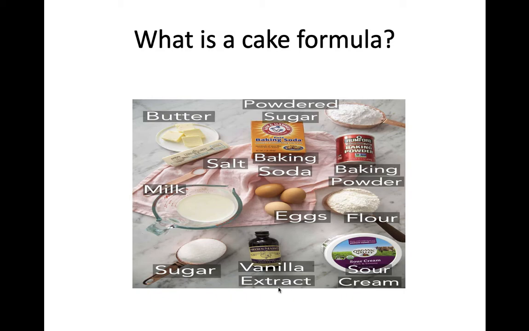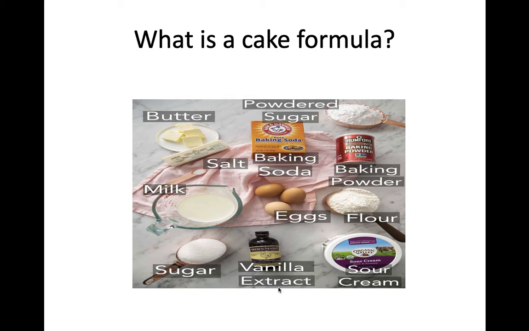Then we move on to the addition of sugar. As you know, sugar plays a very important part in the creaming. So butter and creaming sugar will give a very light version of cake to your bakery chef formula.